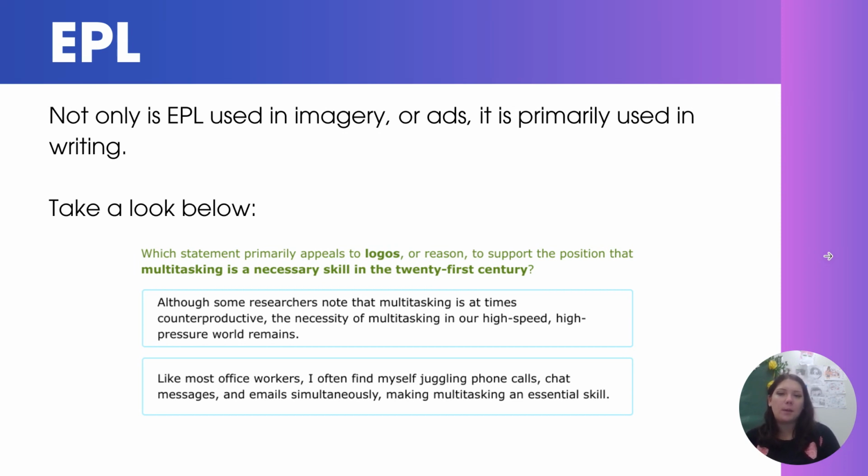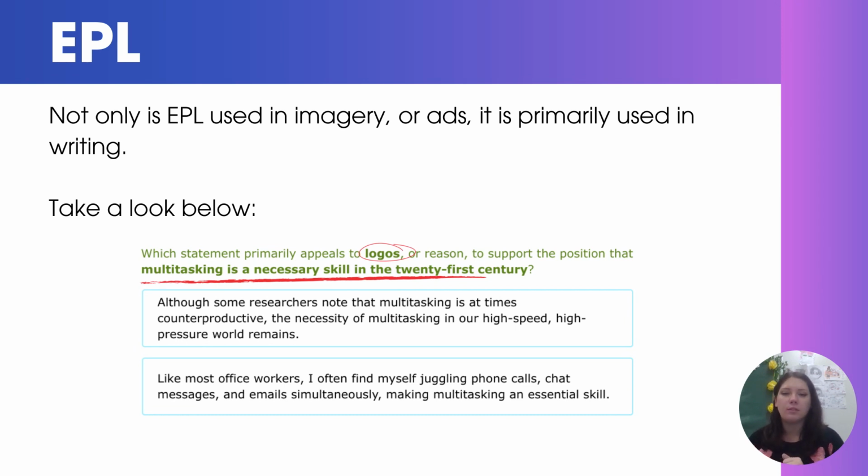Which statement primarily appeals to logos or reason to support the position that multitasking is a necessary skill in the 21st century? So before we even look at the answers, let's look at what we need to see in order to answer correctly. We need to think about 2 different things. Which one of these is an example of logos specifically, and does it support the position that multitasking is a necessary skill in the 21st century? We need to be thinking of both of those things, not just one or the other. So again, which is an example of logos, and does it support the position that I'm supposed to be answering? Let's look at the options.